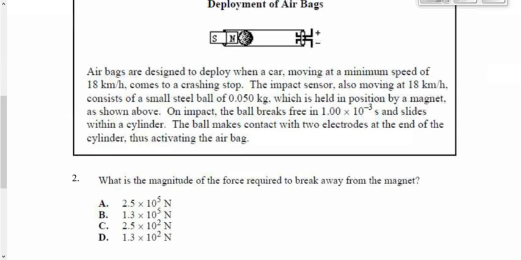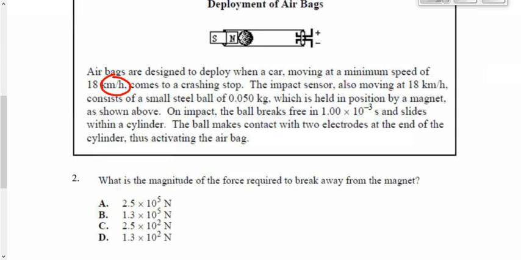This scenario bothered some people. I know there was a number of people that asked me questions on this scenario and the questions that went along with it. It says, airbags are designed to deploy when a car moving at a minimum speed of 18 kilometers per hour comes to a crashing stop. How come I circled that? Yeah, if I do have to do a calculation with it, I want to be in meters per second. It comes to a crashing stop.